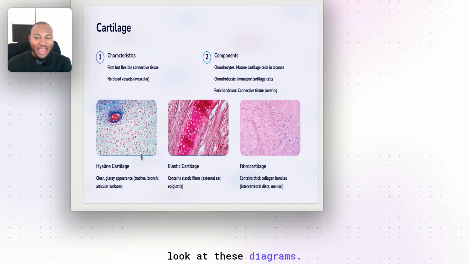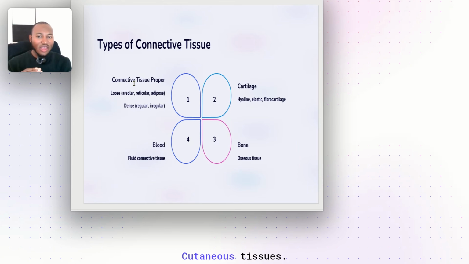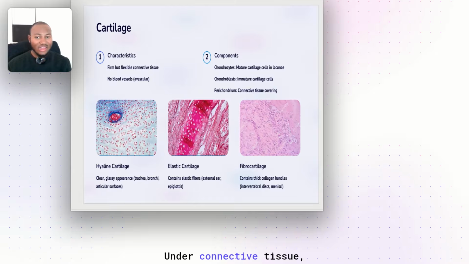Now, look at these diagrams. We have cartilage. This time around, we're talking about cartilage, right? Remember, these are the classification. Back again, connective tissues. We are done with connective tissue proper. I told you this is the most vascularized. That is the areolar. Very, very important for you to know. So we have the loose and the dense. For cartilage, we have hyaline, elastic, and fibrocartilage. That's what we are discussing here under connective tissue.